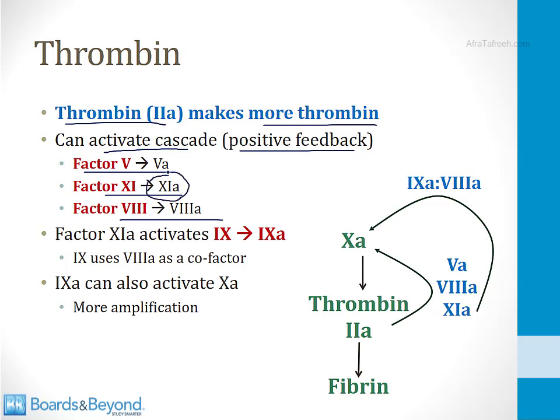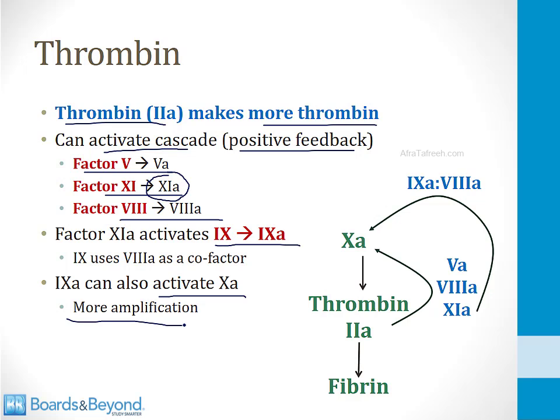Factor 11A, which is created by thrombin, can then go and activate factor 9 to 9A, and factor 9A can activate 10A and therefore amplify the clotting cascade. So the bottom line here is that all of these factors, factor 5, 11, 8, and 9, what they all do is become activated in one way or another by thrombin and then amplify the clotting cascade so that thrombin exerts positive feedback. The details of how each of these factors work are complicated.